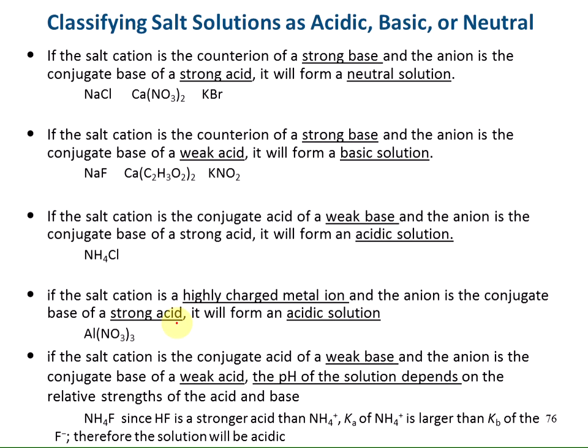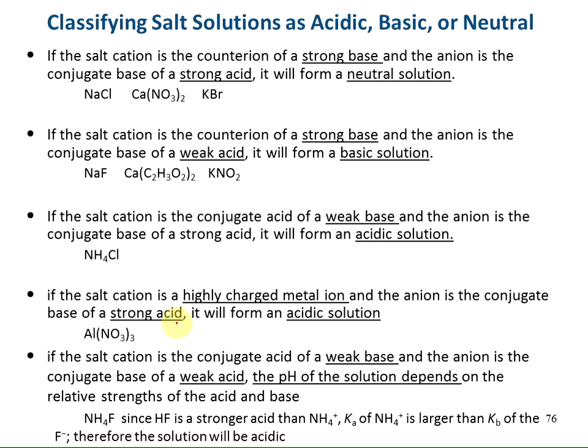So the NaF, sodium fluoride, is actually basic when dissolved in solution. It'll make a basic solution when the sodium fluoride is dissolved in water. If the salt cation is a conjugate acid of a weak base and the anion is the conjugate base of a strong acid, it will form an acidic solution. So notice if you've got something from a weak base in there, the conjugate acid is going to make this solution acidic, but the conjugate base of the strong acid we consider to be neutral.